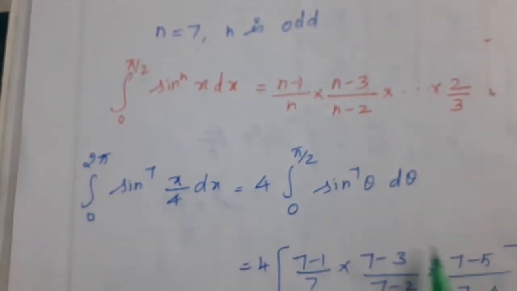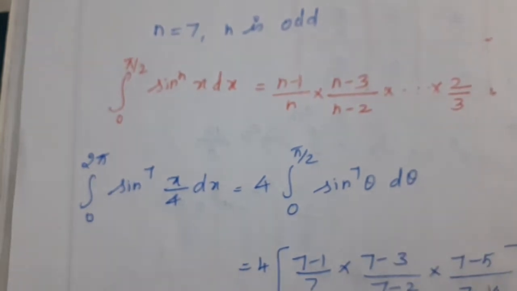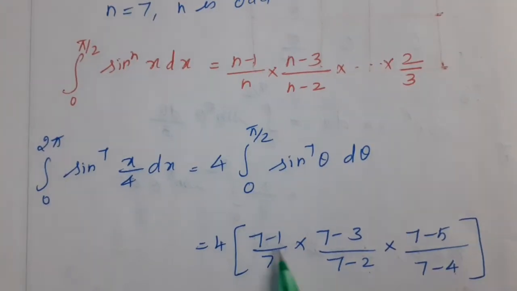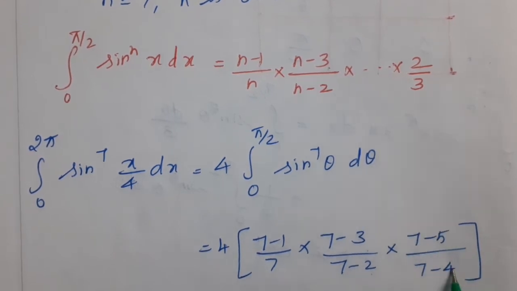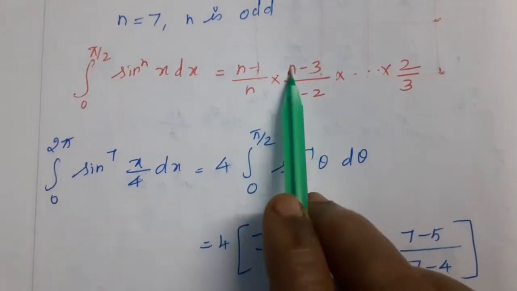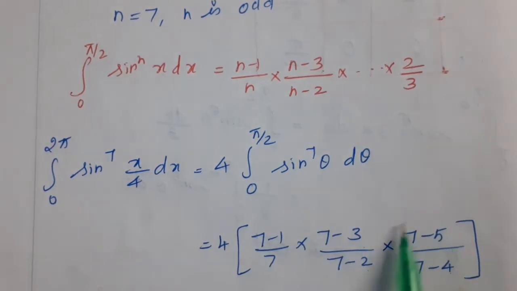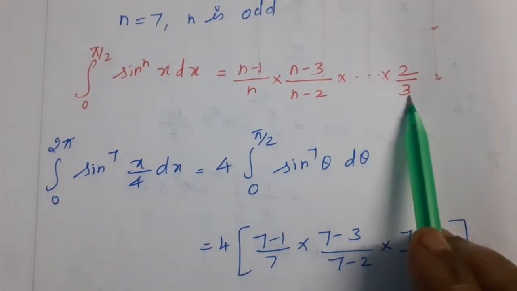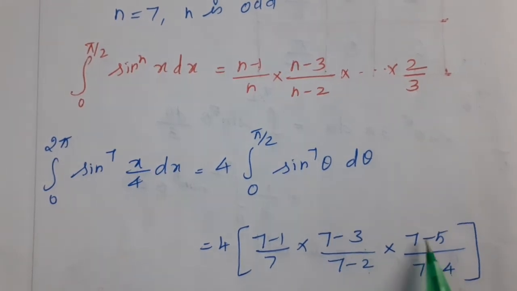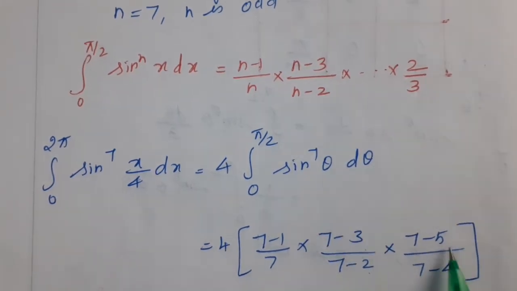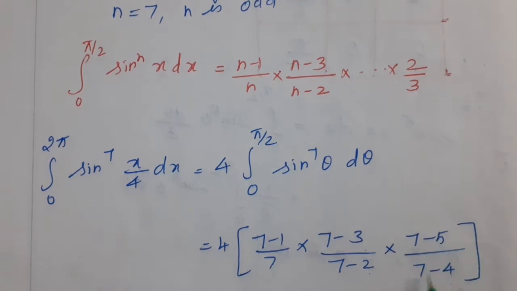Why? 7 minus 5 is nothing but what? 2. 7 minus 4 is what? 3. So we are doing it with 3 steps, because we come to the result. The last step is ending with 2 by 3. We substitute the formula n minus 1, n minus 3, n minus 5 like that until the last step becomes 2 by 3. So 7 minus 1 by 7, 7 minus 3 by 7 minus 2 into 7 minus 5 by 7 minus 4. See, 7 minus 5 is 2, 7 minus 4 is what?